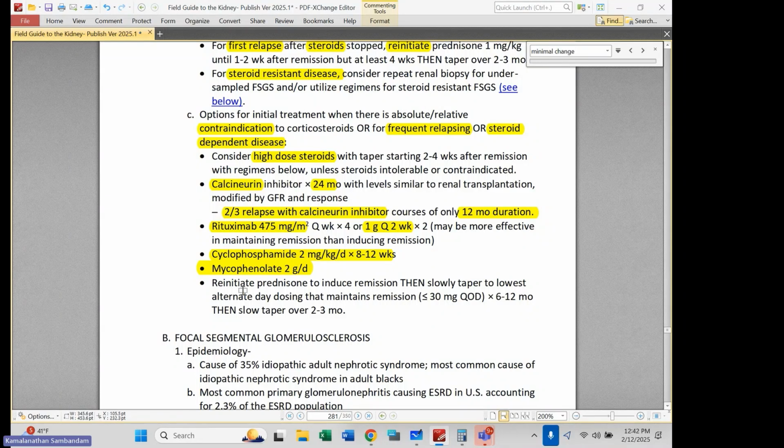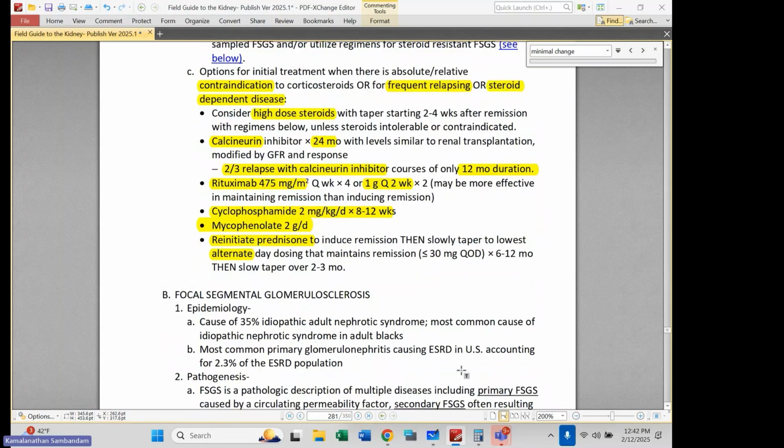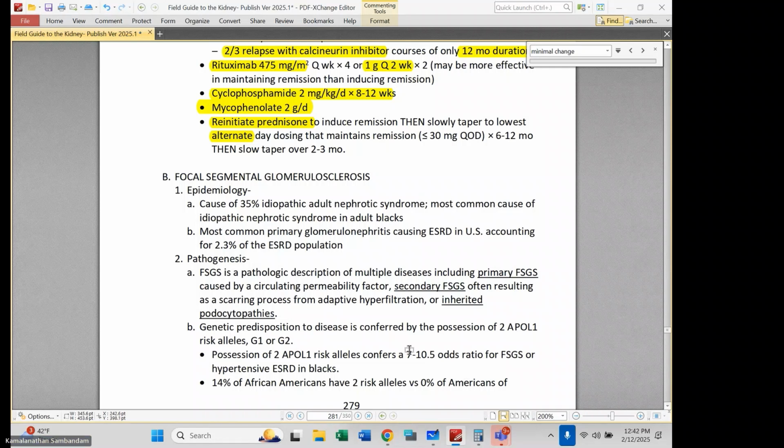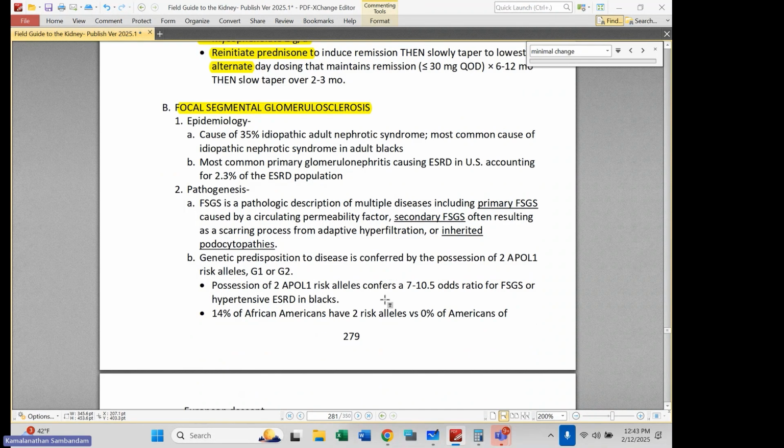And then there's these various sort of sustained slow taper protocols where you initiate prednisone for the frequently relapsing patient, and then you slowly taper it. You even might use alternate day dosing strategies. That's used more commonly in pediatrics, where they're giving alternate day dosing of steroids in order to try and balance the risks of prolonged steroid exposure. Okay. Moving on to FSGS, if there are no questions.